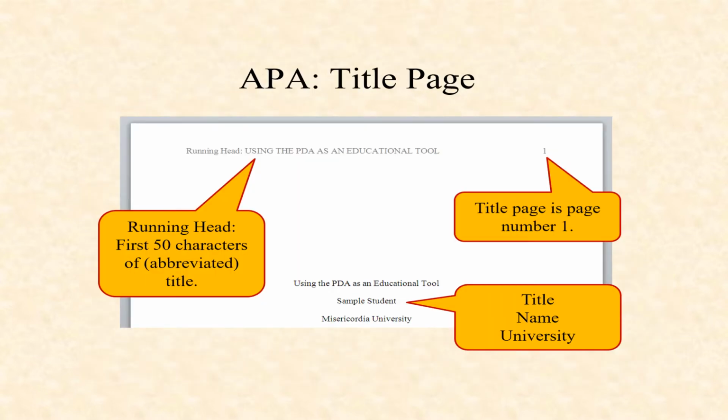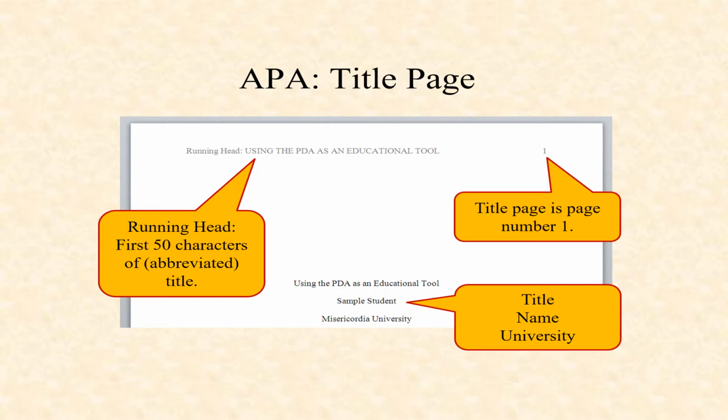So let's begin with the title page. First of all, APA says on the title page, use the header of the word processor to both put the running head as well as the page numbering. So in the running head on page number 1 of the document, we'll actually put the words running head. And then we're going to put in all capital letters about the first 50 characters of the title, which means you may have to abbreviate your title. And then put the page number in the upper right-hand corner.